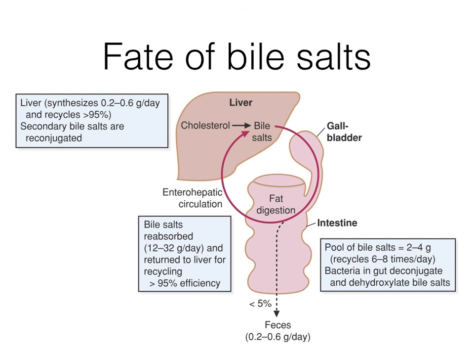Let's take a look at the fate now of a bile salt. The cholesterol is degraded into bile salt in the liver. The liver synthesizes about 0.2 to 0.6 grams per day and recycles more than 95% of those bile salts. Bile salts are stored and concentrated in the gallbladder and released in response to lipids that are being digested. Gallbladder bile acids help in the emulsification of those lipids so that they can be absorbed. About 95%, or 12 to 32 grams, of bile salts are reabsorbed and returned to the liver for recycling, whereas less than 5% are eventually excreted into the feces.